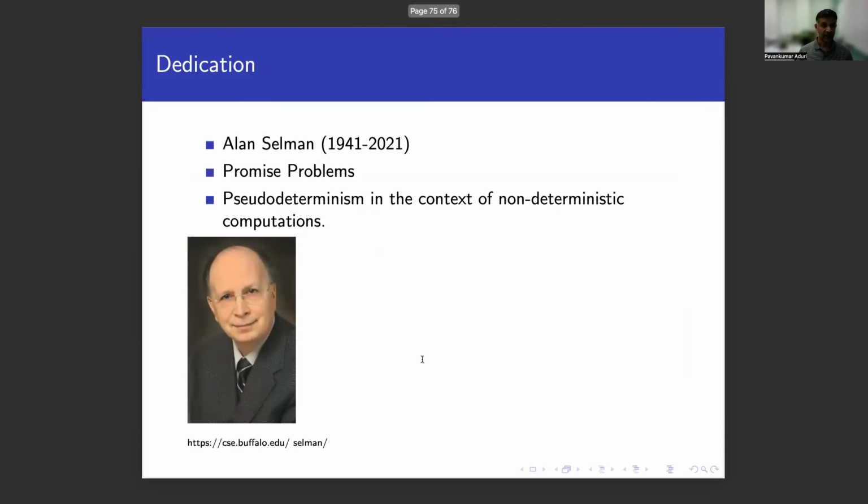Okay. So finally, we would like to dedicate this work to Alan Selman, who has done seminal work on promise problems. And Alan also studied the notion of pseudo-determinism in the context of non-deterministic computations.